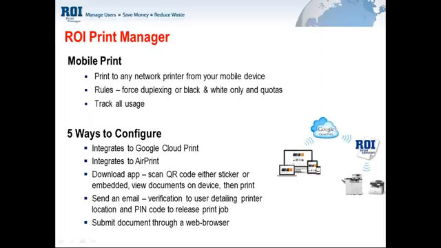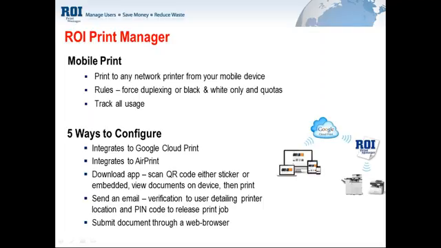The other way we can set ROI mobile print up is simply by sending your document to an email. This is the email of the ROI server. We would simply send our documents along. We would get a response back from the server via email. It will tell us our documents are ready to print and offer a PIN code. You would simply go down to that printer, put the PIN code in, and release those documents.